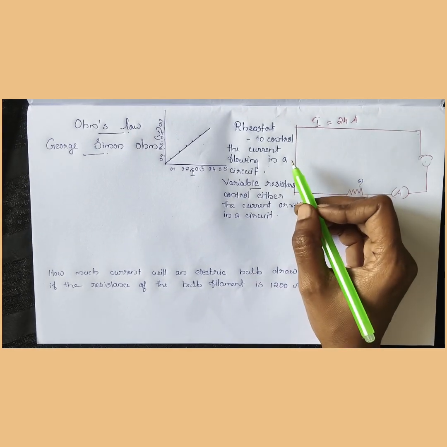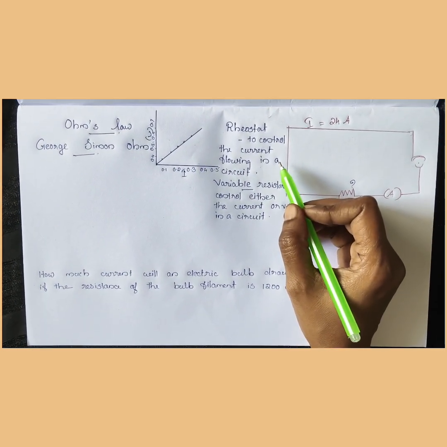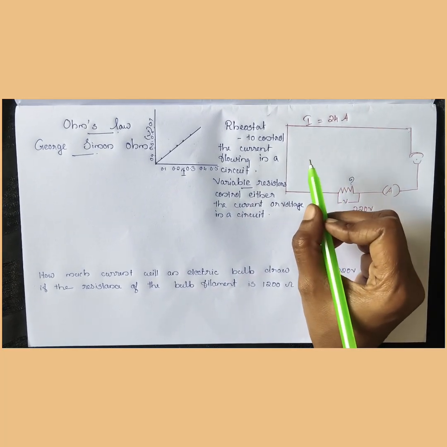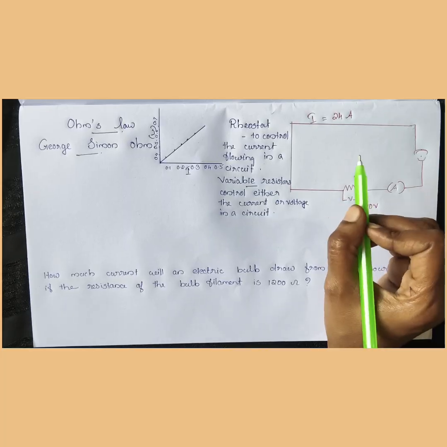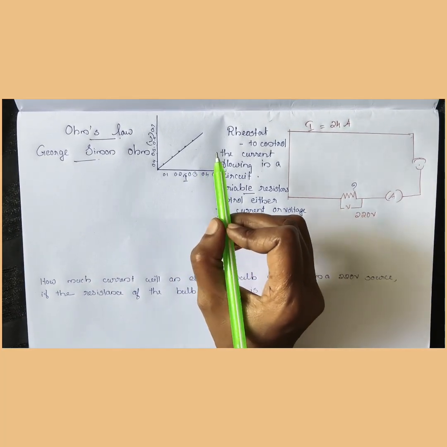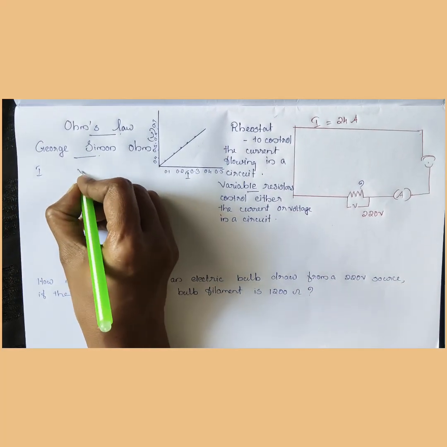Hi students, in the last two videos we have studied about electric current and potential difference. Electric current is the flow of charge. Potential difference is what makes the charge flow from one point to another point. Now there is a relationship between current and potential difference.